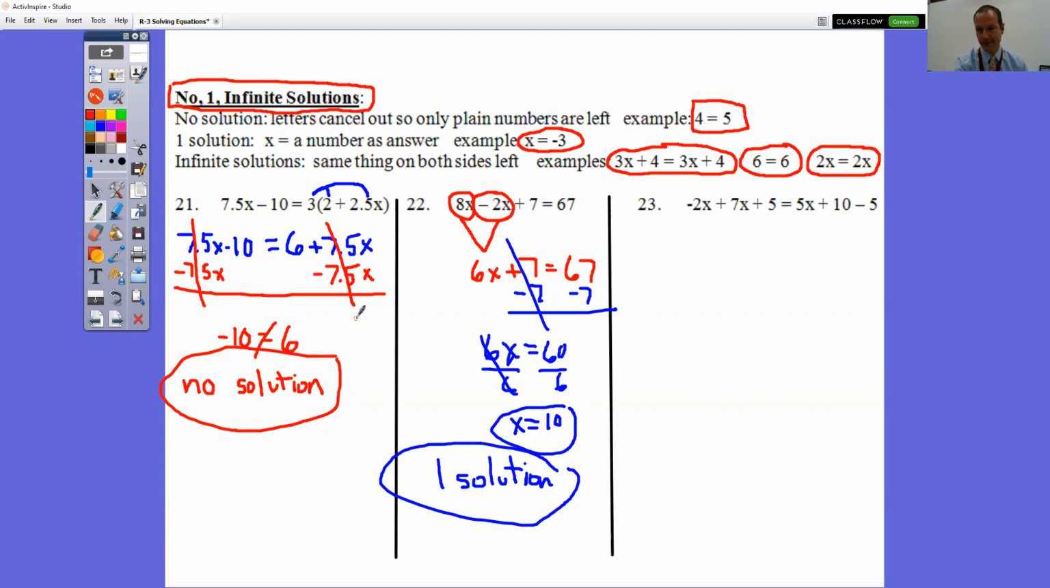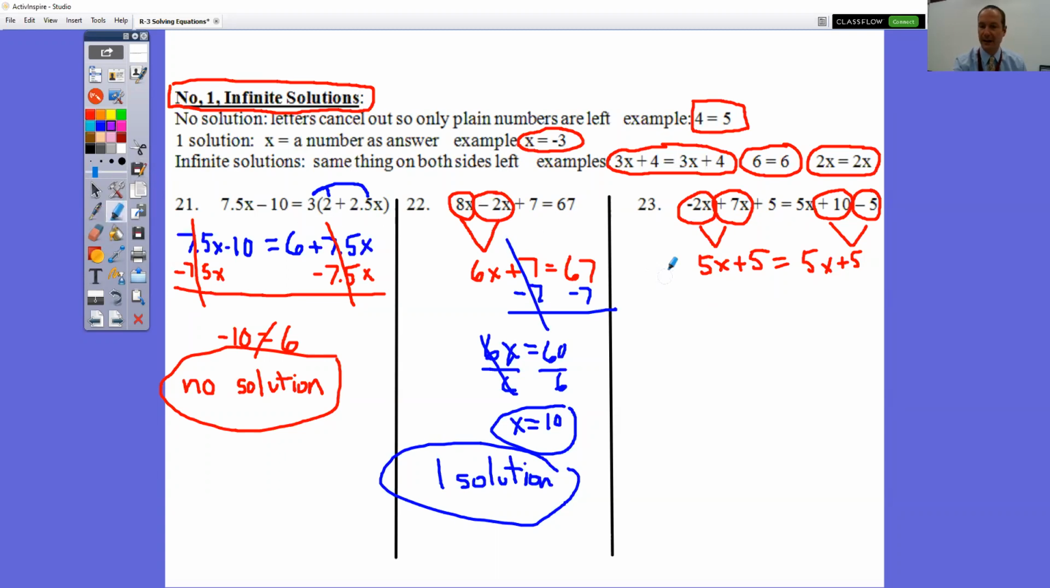Take a look at 23. In number 23, I don't have any parentheses, so I can't do the distributive property. But what I have are letters on the same side of the equal sign. Negative 2 plus 7x is 5x. I also have plain numbers on the same side of the equal sign. I can add together my 10 and my negative 5 to be a plus 5. Bring down everything that we didn't use yet: your plus 5, your equal sign, our 5x.